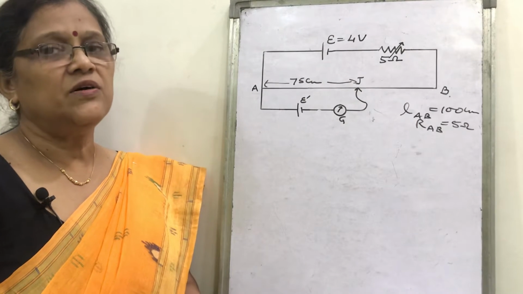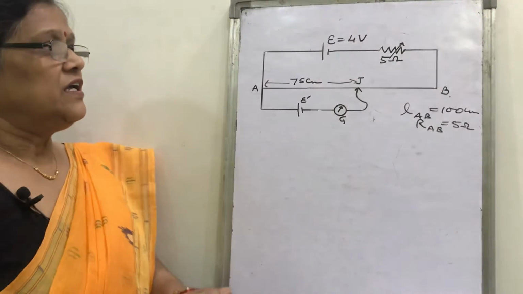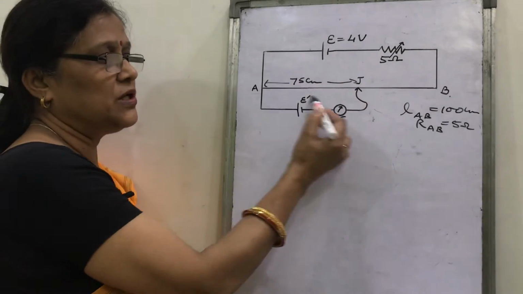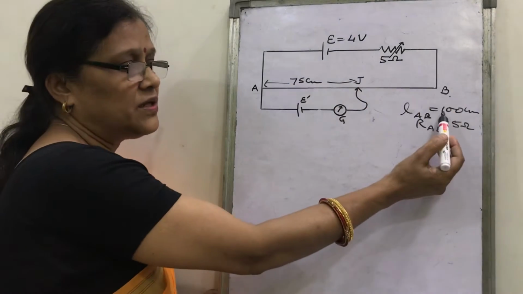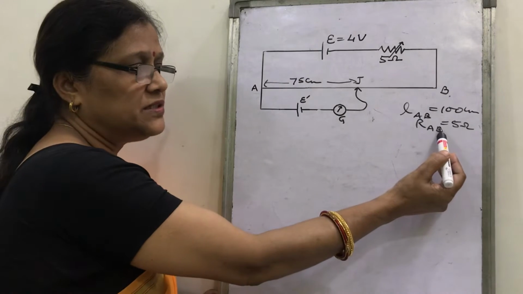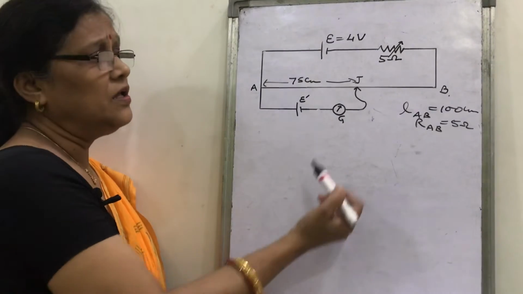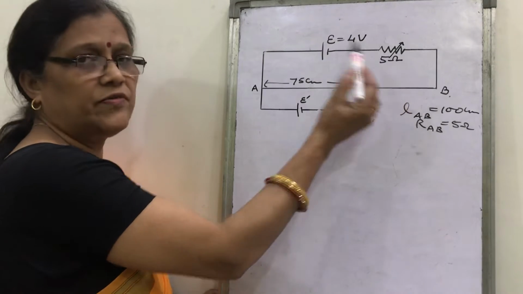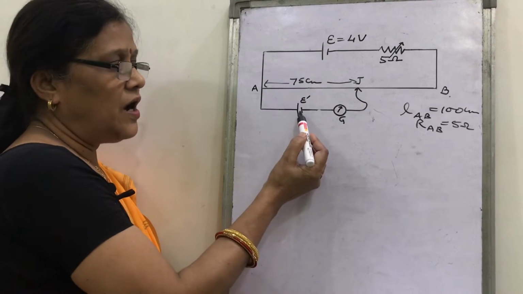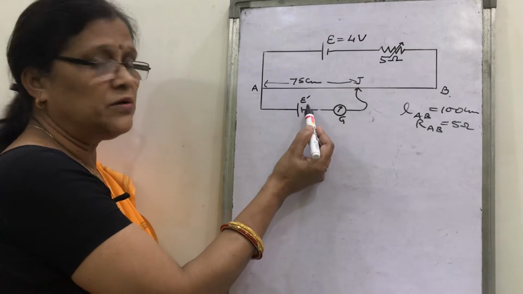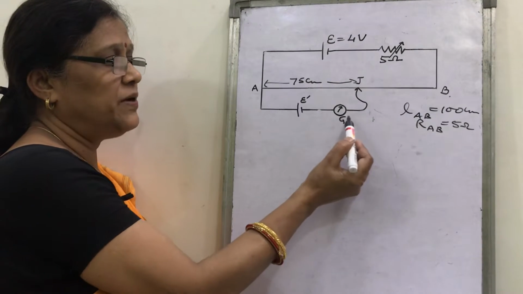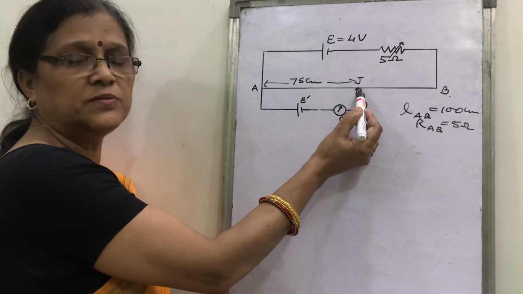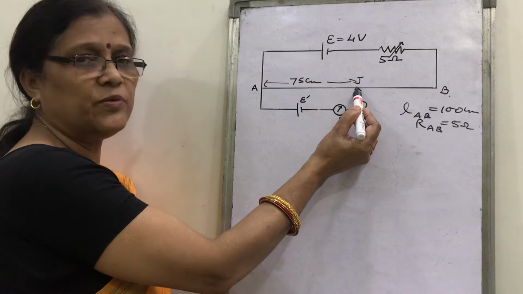Let us discuss the first question. A driver cell of 4 volt is connected in the potentiometer wire of length 100 centimeter and its resistance is 5 ohm. A rheostat is also adjusted in the circuit at 5 ohm, and an unknown cell of EMF E dash, its balancing length is obtained from the end A at the distance of 75 centimeter. This is the null point.